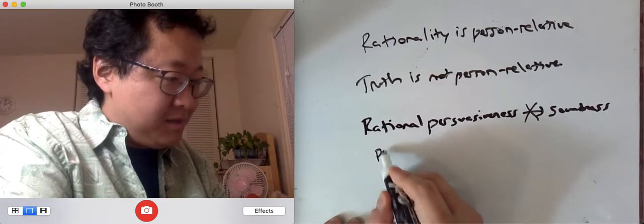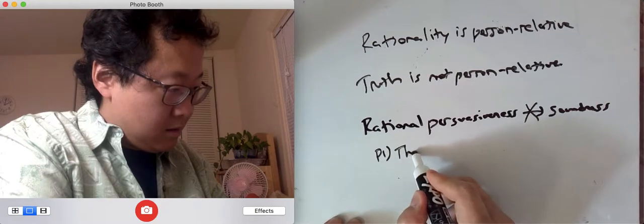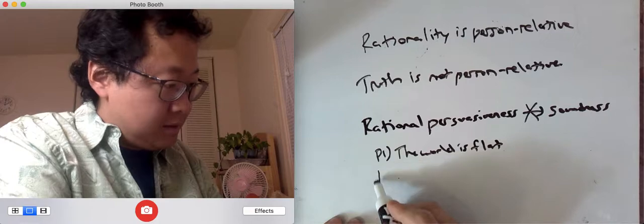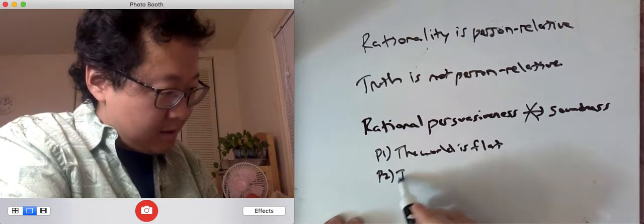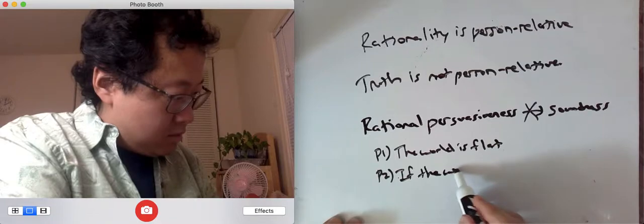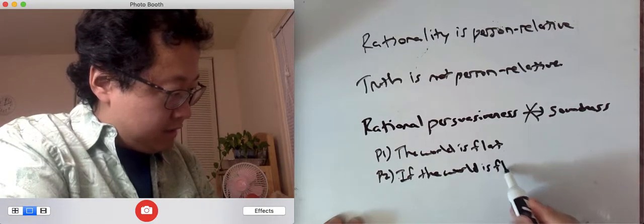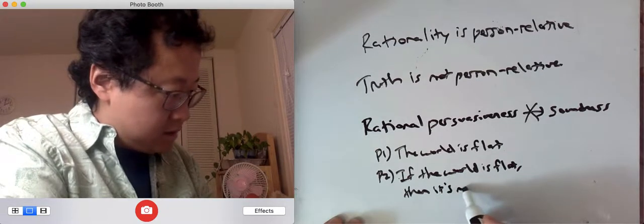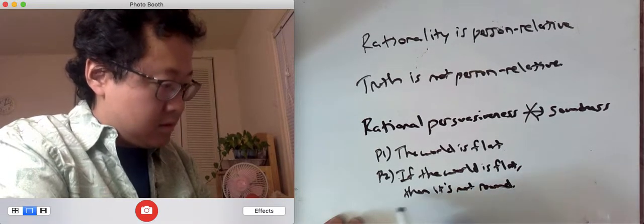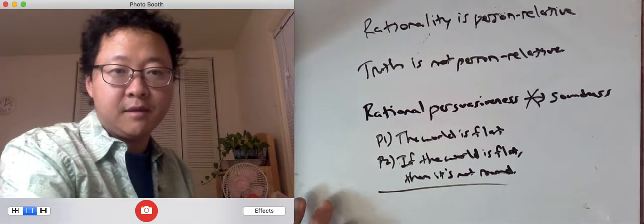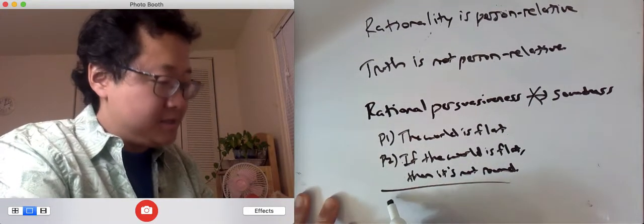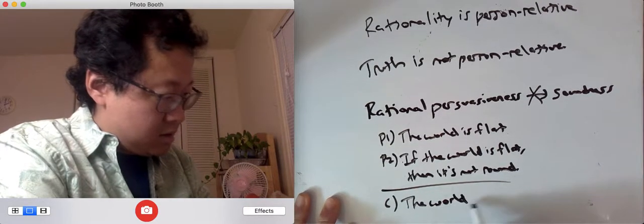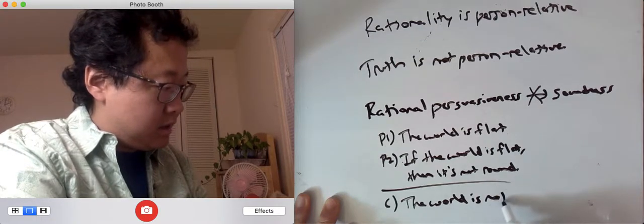Now here's the argument. Premise 1, the world is flat. Premise 2, if the world is flat, then it's not round. The world is flat. If the world is flat, then it's not round. Conclude: the world is not round.